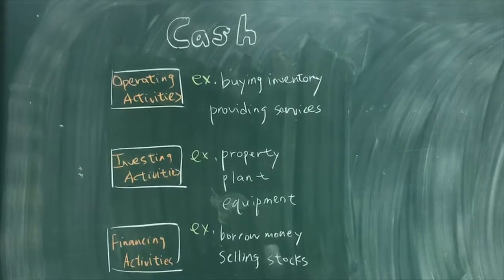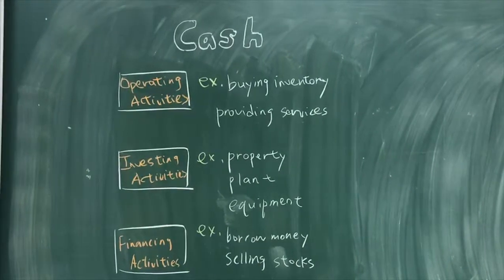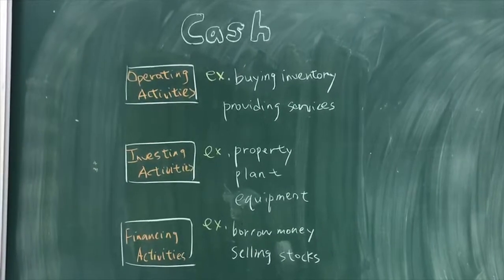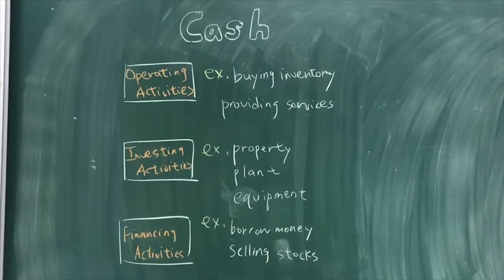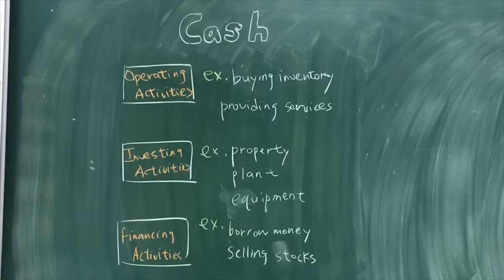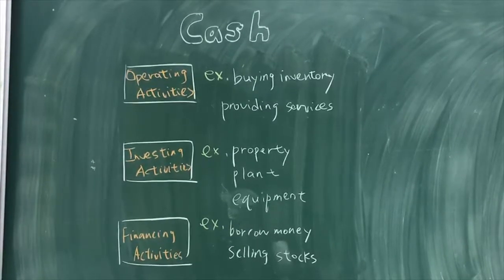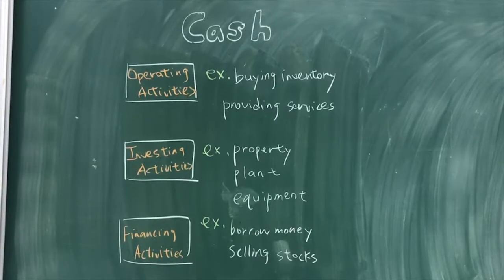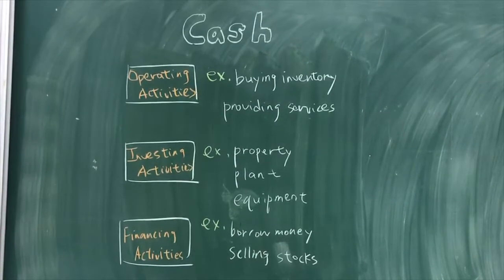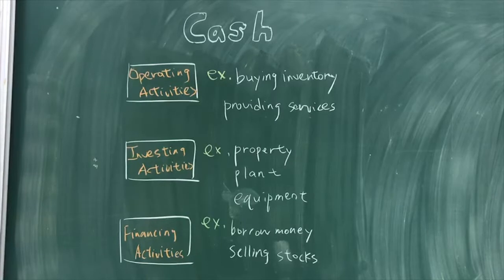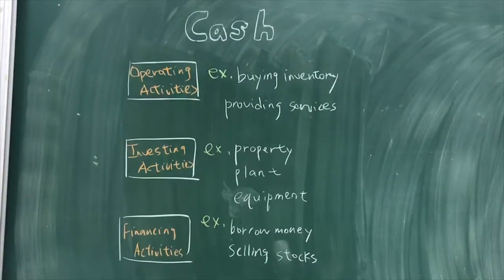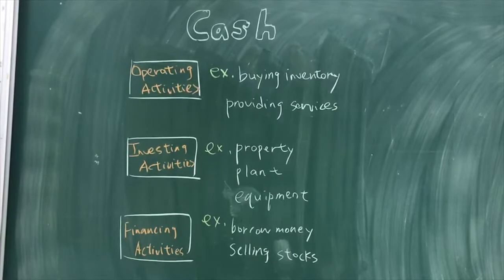In Chapter 5, we learned that the activity of most business can be divided into 3 groups. The first one is operating activities. Operating activities are the transactions and events that involve selling products or services and incurring the necessary expenses associated with the primary activities of the business, like buying inventory and providing service.